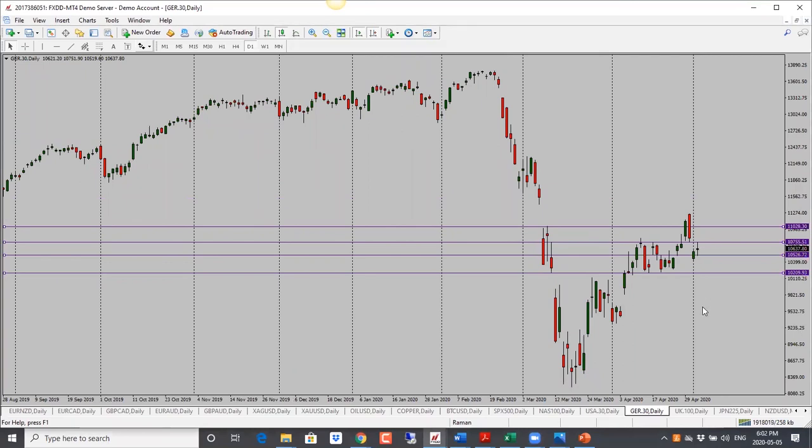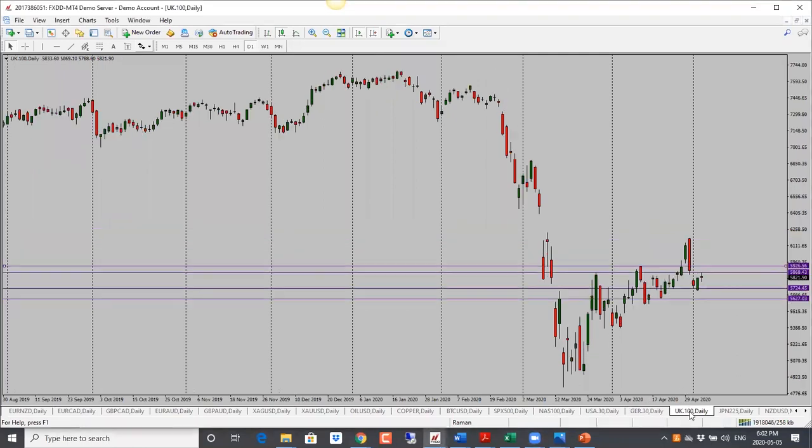DAX here, this one is completely neutral. What I'm looking for is a potential retest of the high, and if it holds below, looking for it to come back down. First target would be the low of today, which is 10,520, and then we have 10,200. So neutral bias for DAX here.